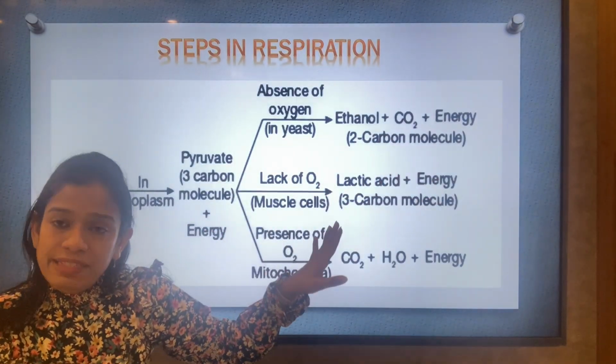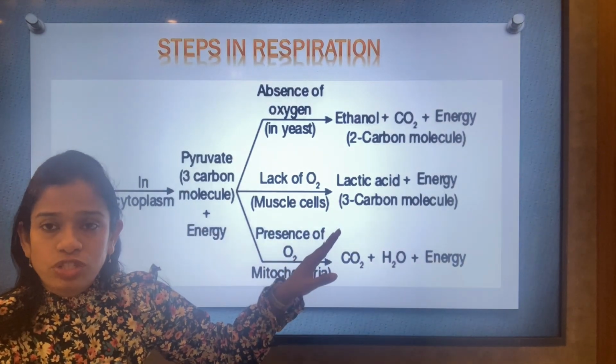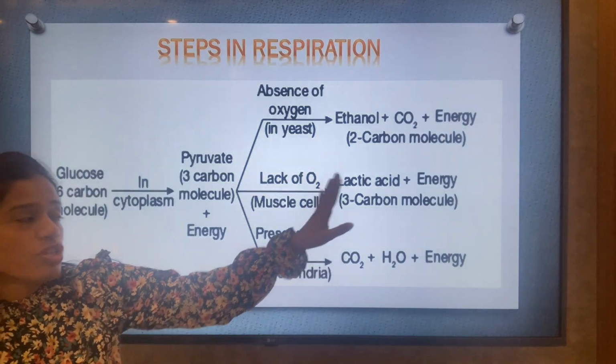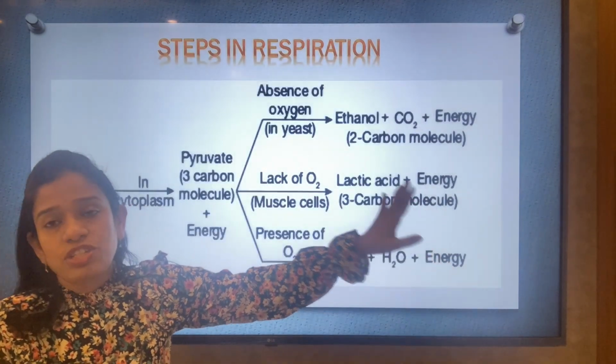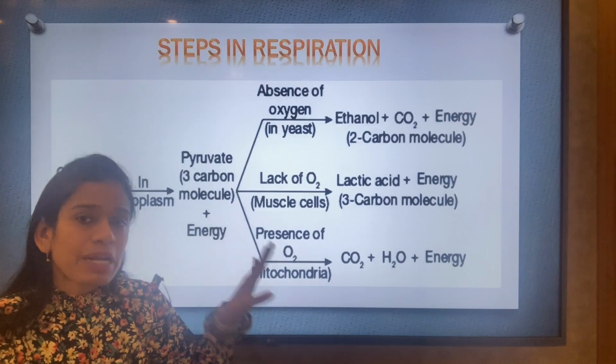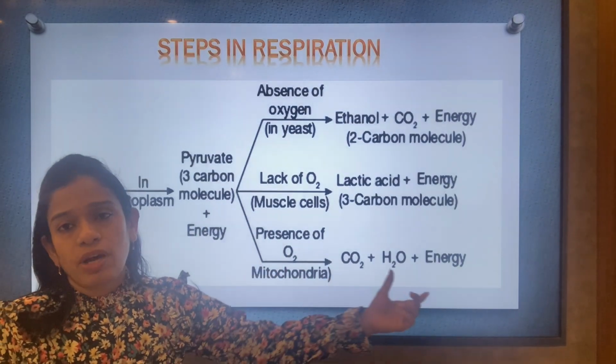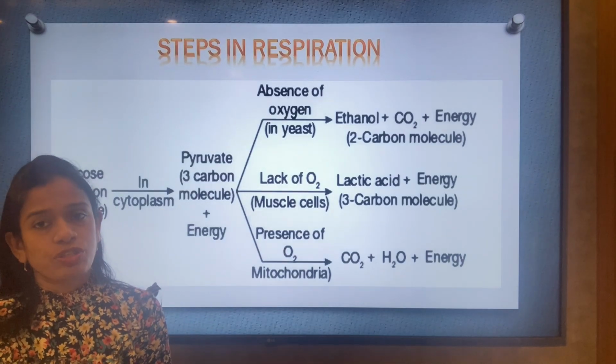So in yeast, when there is no oxygen, it gives out ethanol, carbon dioxide and energy. In muscle cells, where there is a lack of oxygen, the glucose is broken down into lactic acid plus energy. And finally, in the mitochondria, where there is presence of oxygen, the glucose is broken down into carbon dioxide, water and energy.